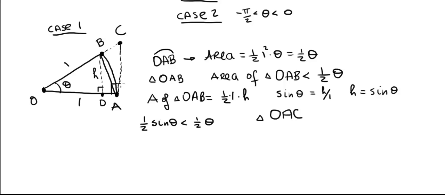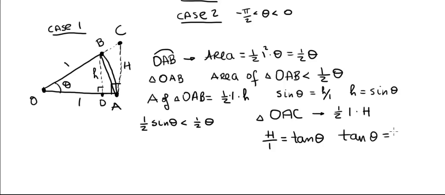OAC is a right triangle, and let me call this side capital H. Its area is 1/2 times the base. The base is still side OA, which is 1, times the height, which is capital H. So I want to find capital H in terms of theta as well. From this being a right triangle, opposite, which is H, divided by adjacent, which is 1, equals tangent of theta. So tan of theta is equal to capital H.